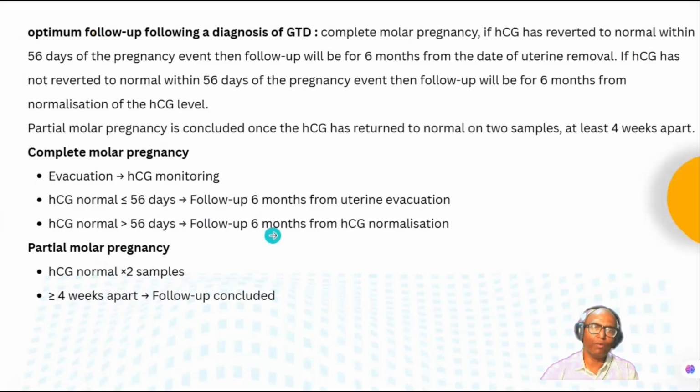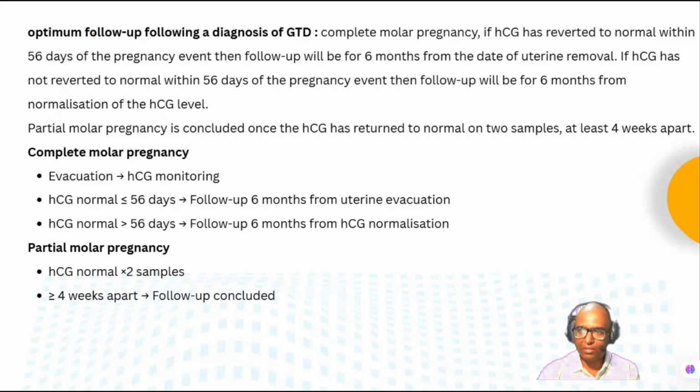Now the guideline talks about the follow-up, and here the SBAs are more frequently asked. So what is the optimum follow-up for the diagnosis of gestational trophoblastic disease? Complete molar pregnancy: the treatment of choice is suction evacuation. Post suction evacuation, we are going to monitor these patients on hCG. If hCG has reverted to normal within 56 days of the pregnancy event, then follow-up will be for 6 months from the date of uterine evacuation. If the hCG has not reverted to normal within 56 days of the pregnancy event, then the follow-up will be for 6 months from the normalization of the hCG level.